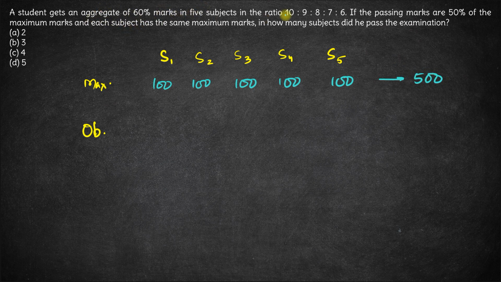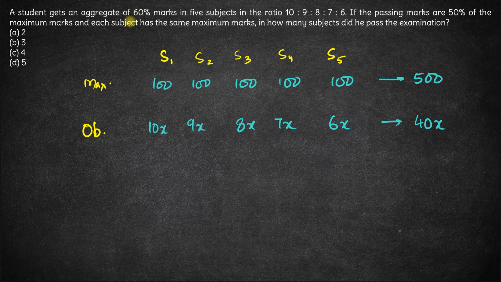Now, the student got marks in the ratio of 10, 9, 8, 7, 6. So let's say he got 10x in the first subject, 9x in the second, 8x in the third, 7x in the 4th and 6x in the last 5th exam. So the total marks that he gets will be sum of these marks, 10 plus 9 plus 8 plus 7 plus 6, which is 40 into x, right?